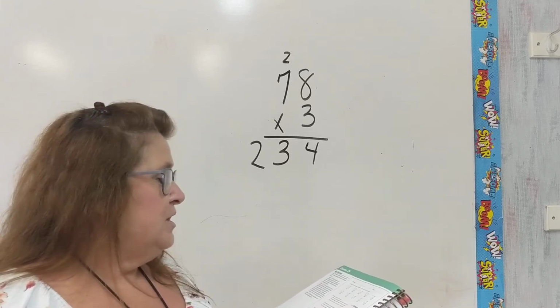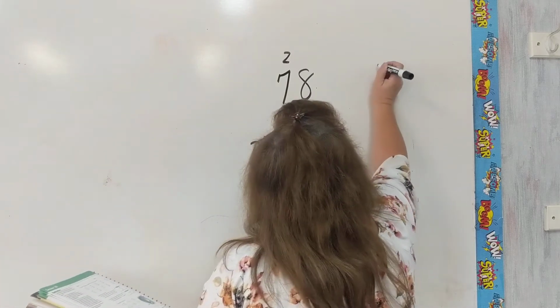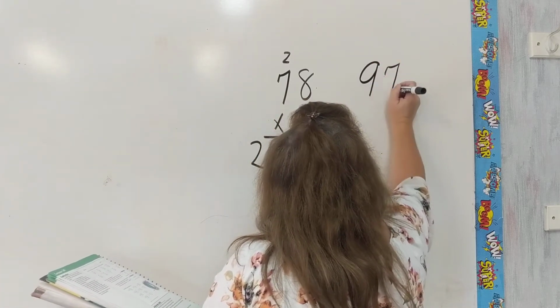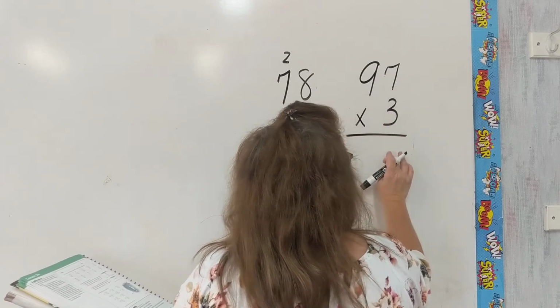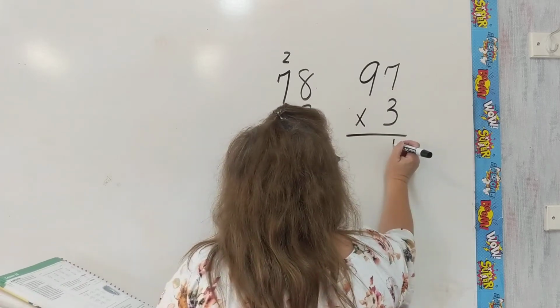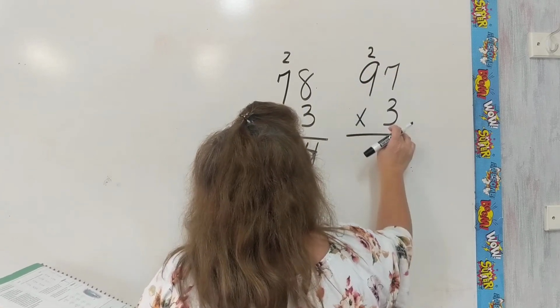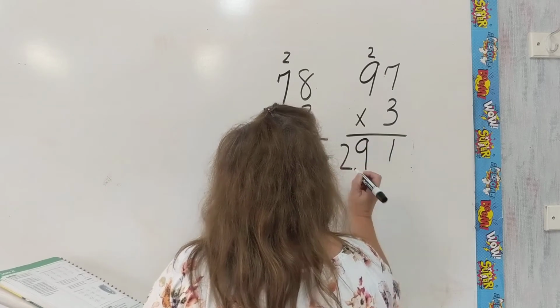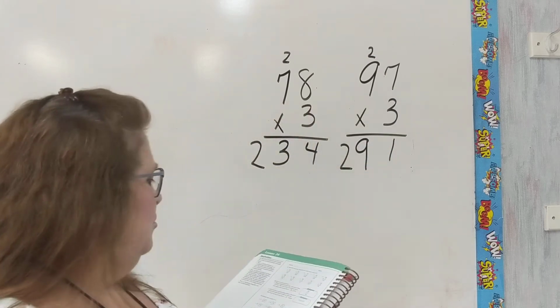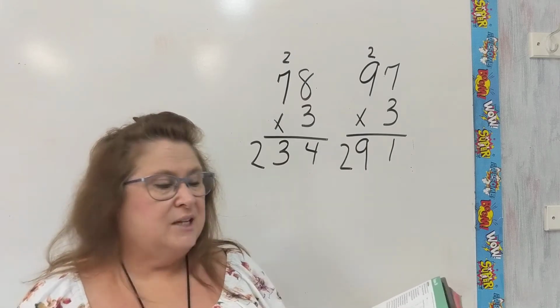And then I want you to look at letter I. Letter I, it should say 97 times 3. Letter I, we will do that one together. 97 times 3. 7 times 3 is 21. We'll put 1 down and carry our 2. 9 times 3 is 27, plus 2 is 29. So our product is 291.